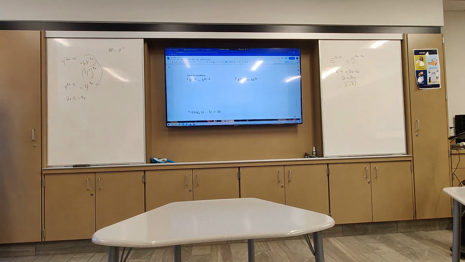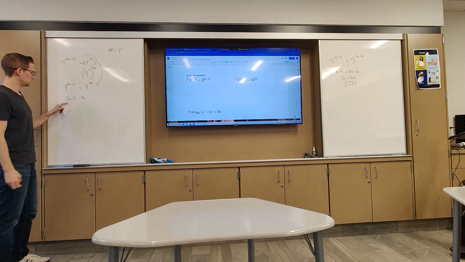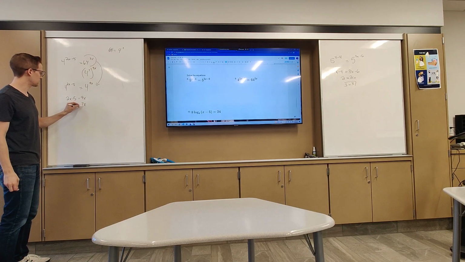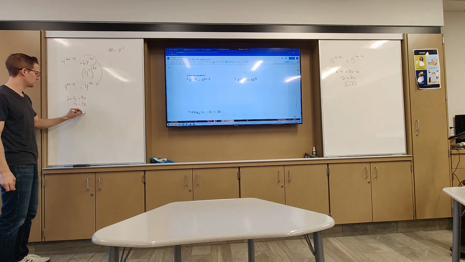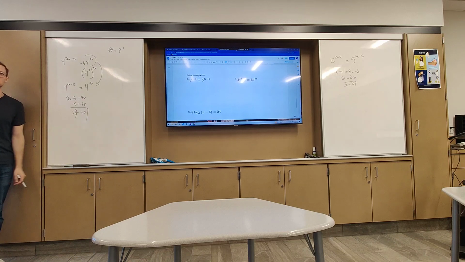Now I just have a simple linear equation. I can solve for x. 2x to this side, I get 7x is equal to negative 5. x is equal to negative 5 divided by 7. That's it. It seems so easy.